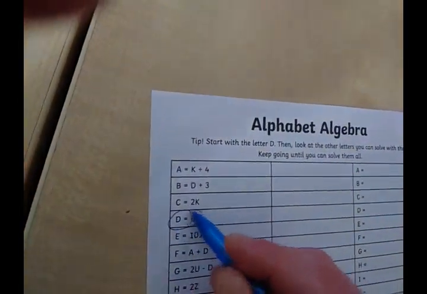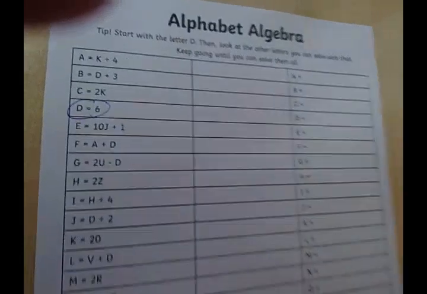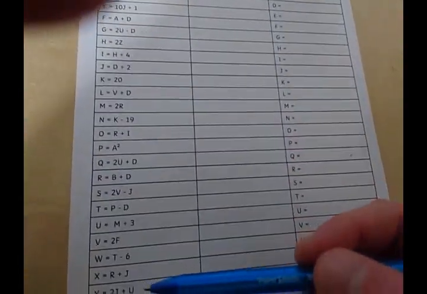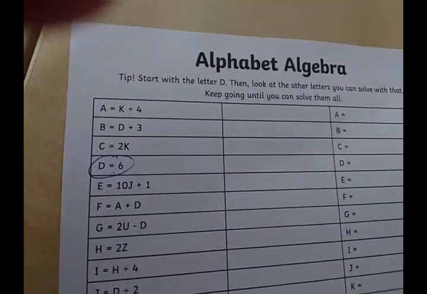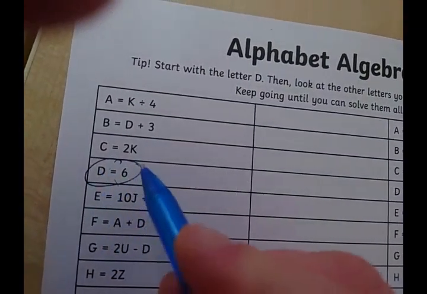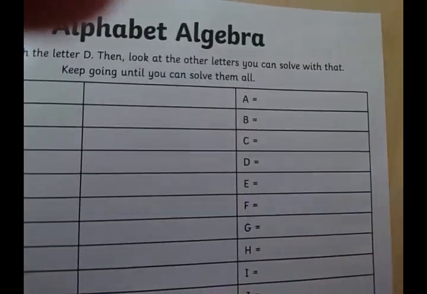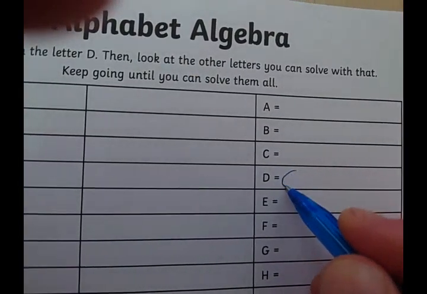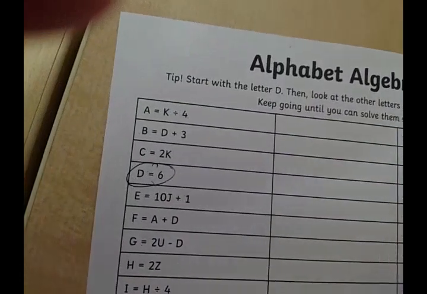If you are unable to print this and you're doing it in your book, don't worry about putting it in order. Don't do it all A to Z. Do them one at a time. So I'm going to start with D. Now, the reason you're starting with D is because it tells you what D is. D equals 6.